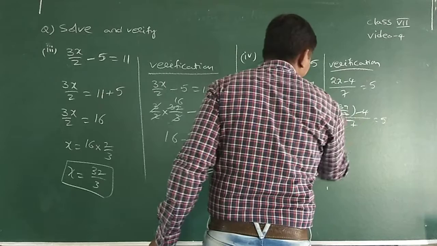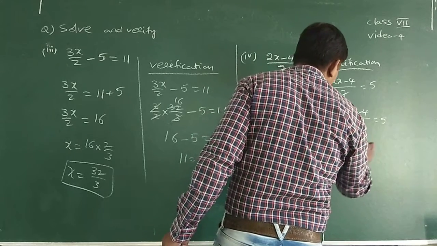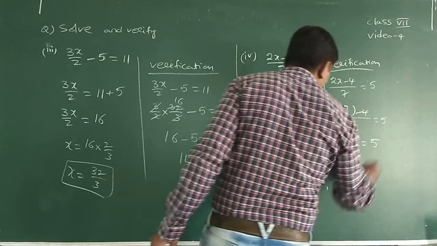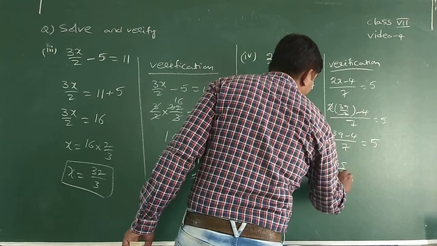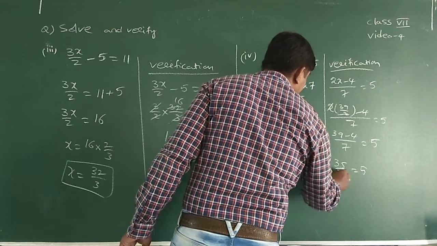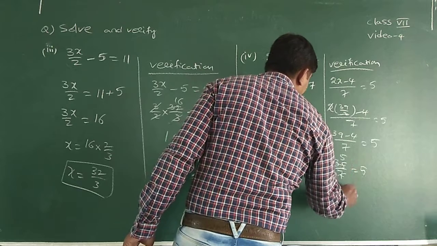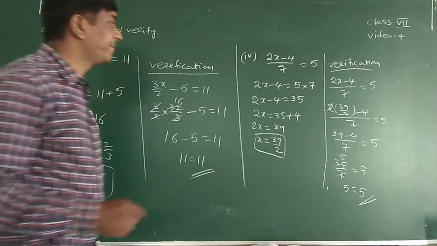This 2 cancels. 39 minus 4 by 7 is equal to 5. Now 39 minus 4 is 35, by 7 is equal to 5. 7 ones are 7, 7 fives are 35, so 5 is equal to 5. Okay.